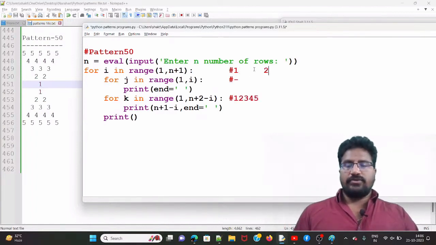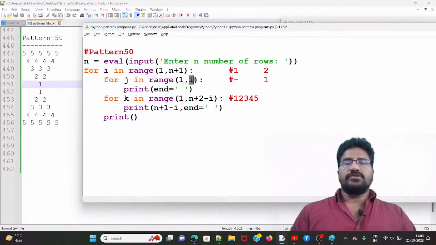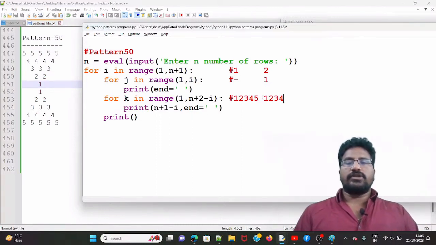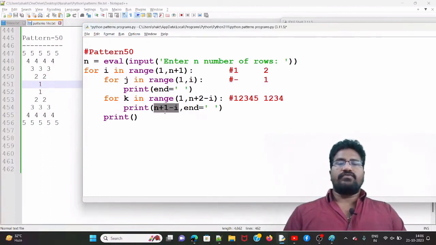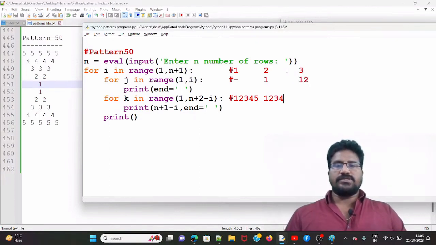Second time, when I value 2, j iterates 1 time. Why 1 time? Starting 1, ending 2, 2 before 1. So 1 to 1, 1 time iterating. Then k: 5 plus 2, 7, 7 minus 2, 5. 5 before 4, so 4 times it iterates. Those 4 times what will display? 5 plus 1, 6, 6 minus 2, 4. The 4 displays 4 times. Next, when I value 3, j iterates 2 times, 2 spaces coming.